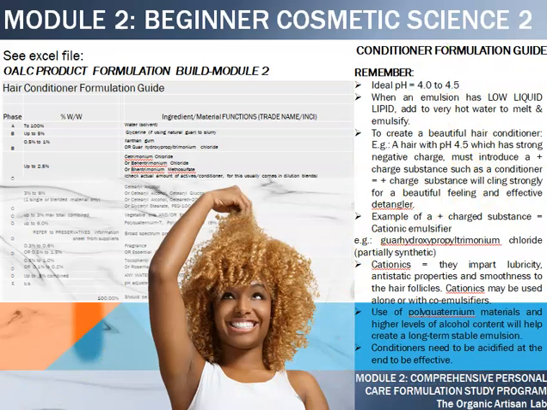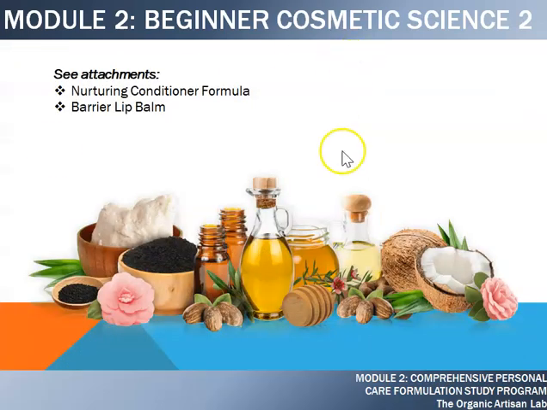Okay, thank you so much. Once again, you will have as part of the attachment a nurturing conditioner formula and a barrier lip balm formula, which you will receive once you receive your email.